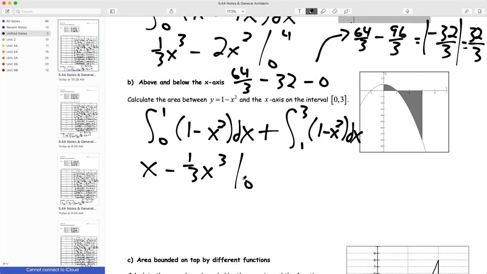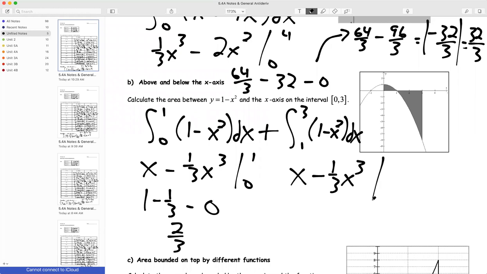All right, so antiderivative of 1 is x, and the antiderivative of x squared is 1/3 x cubed, evaluated from 0 to 1. So I plug in 1, which gives me 1 minus 1/3, and then the second part is 0. So the value of the area in this top region here is 2/3. And then my antiderivative here is going to be the same, but it's evaluated from 1 to 3.